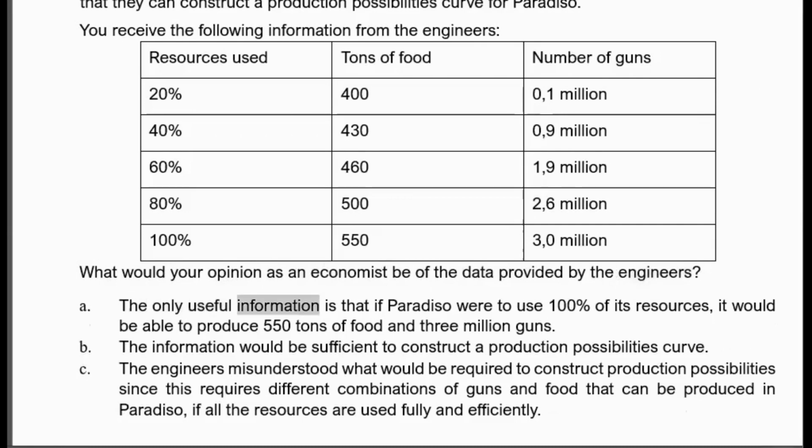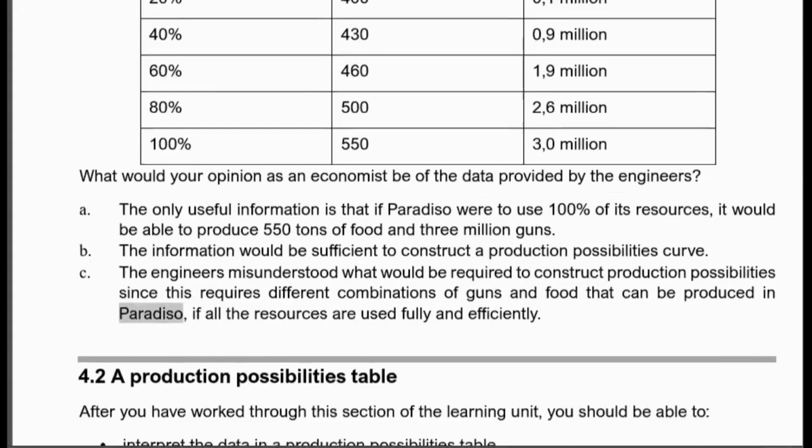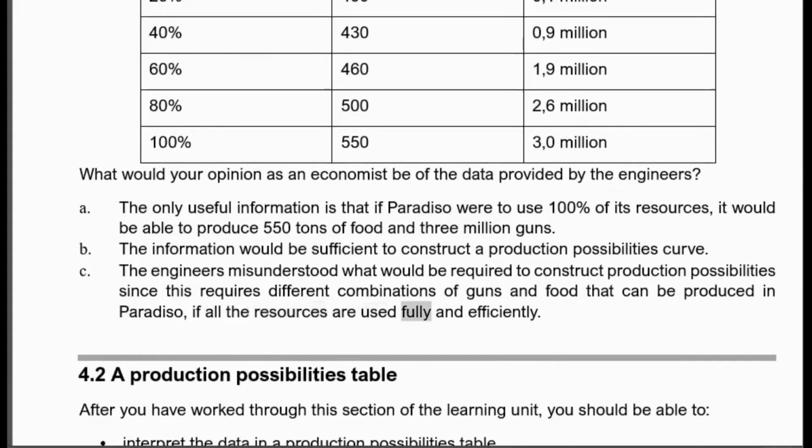The only useful information is that if Paradiso were to use 100% of its resources, it would be able to produce 550 tons of food and 3 million guns. The information would not be sufficient to construct a production possibilities curve. The engineers misunderstood what would be required to construct production possibilities since this requires different combinations of guns and food that can be produced in Paradiso, if all the resources are used fully and efficiently.